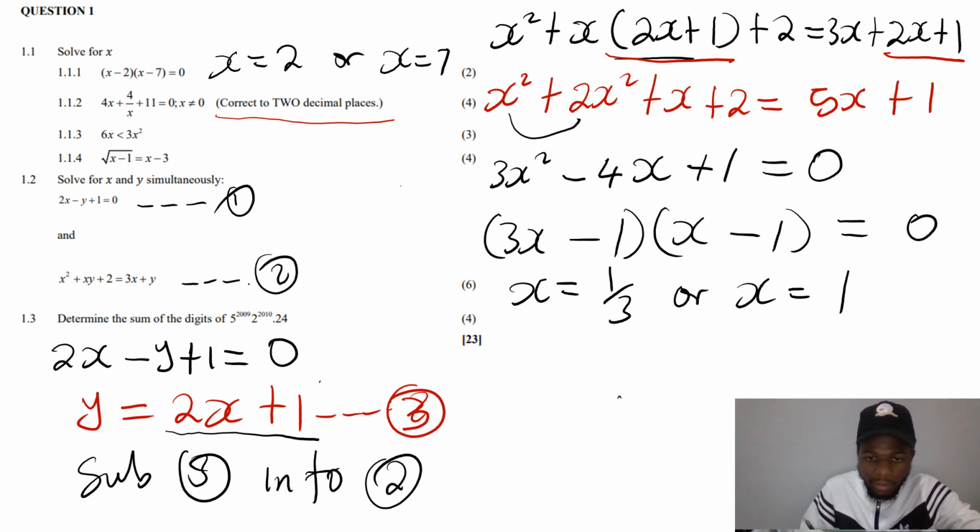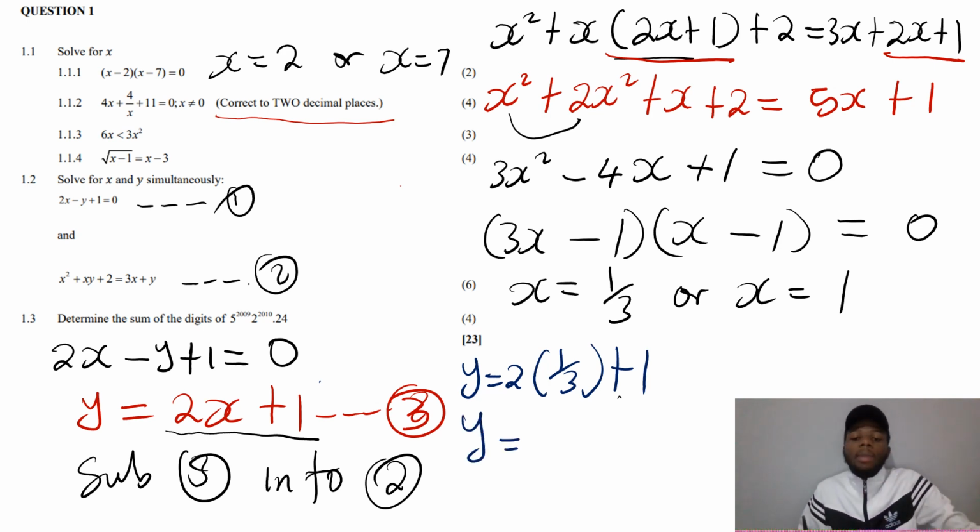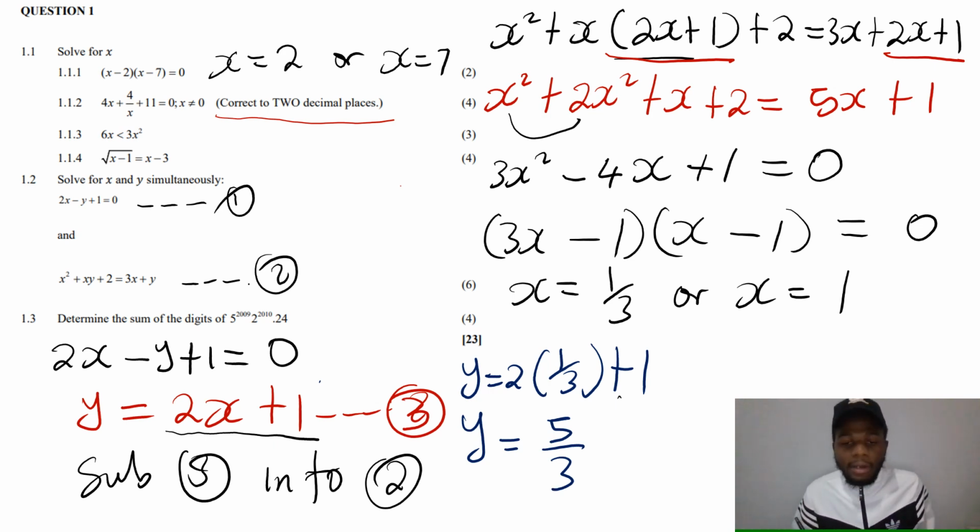If x is equal to 1 over 3, what will be our y? Y is going to be 2. Where there's x, I'm going to substitute 1 over 3, plus 1. Okay, and then let's see what we get. 2 multiplied by 1 over 3 plus 1, 2 over 3 plus 1, is going to be, I think, 5 over 3. We're left with 5 over 3.